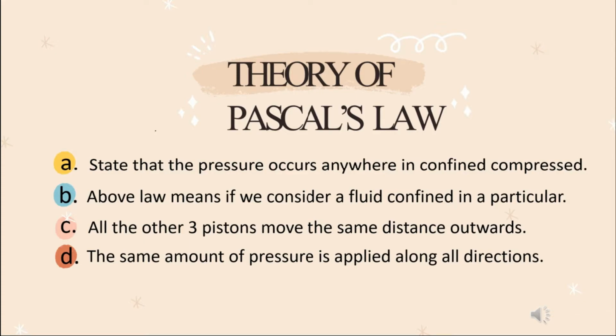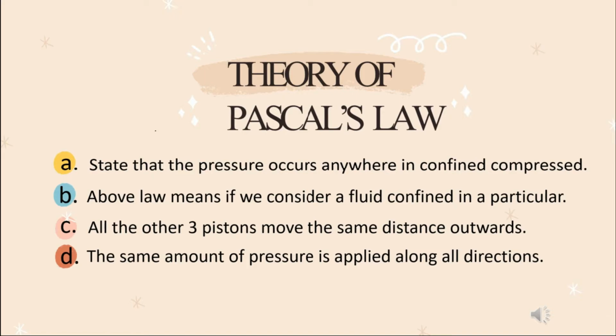Point C. Consider a round vessel that has 4 openings, and along these 4 openings 4 pistons are attached. When piston A is moved downwards, pressure is applied to the fluid downwards. This pressure is distributed evenly in all directions. As a result, all the other 3 pistons move the same distance upwards.